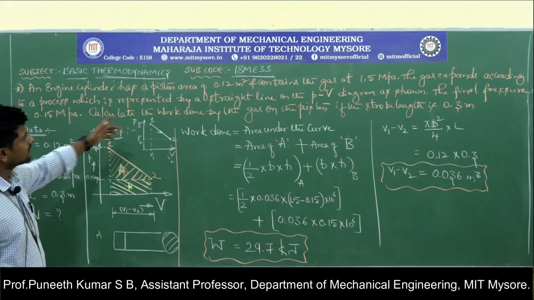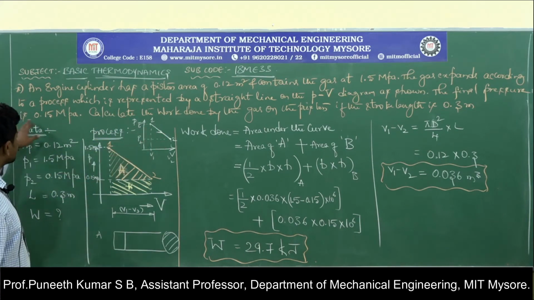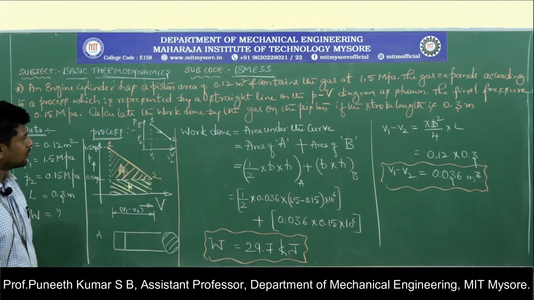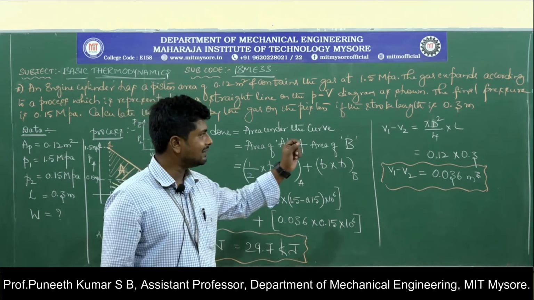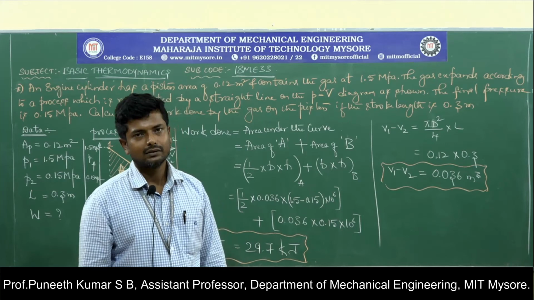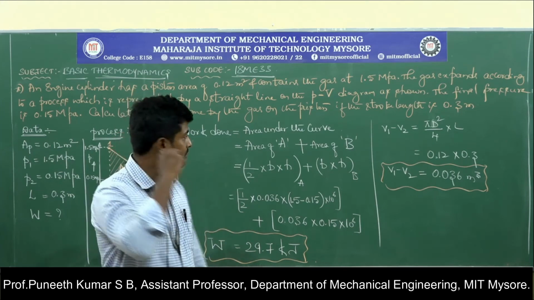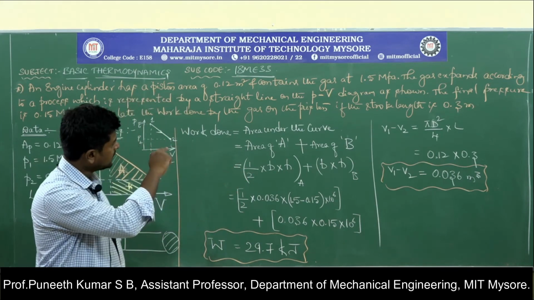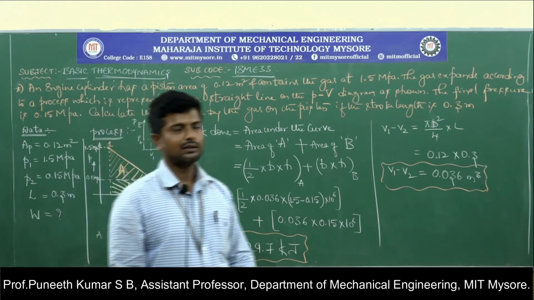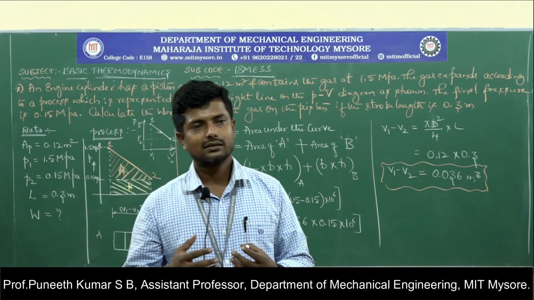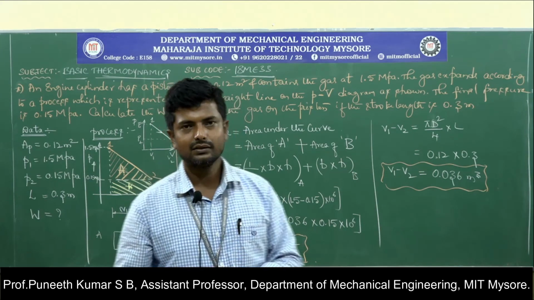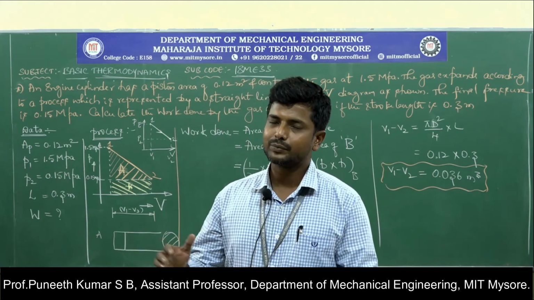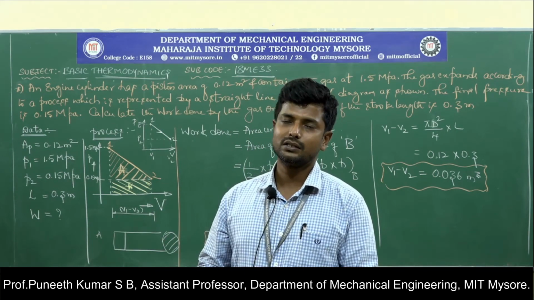Okay. Next, the final pressure is 0.15 megapascal, that is P2. Next, calculate the work done by the gas on the piston if the stroke length is 3 meter. Here, work done by the gas on the piston means the gas itself is a system which is doing work on the piston.